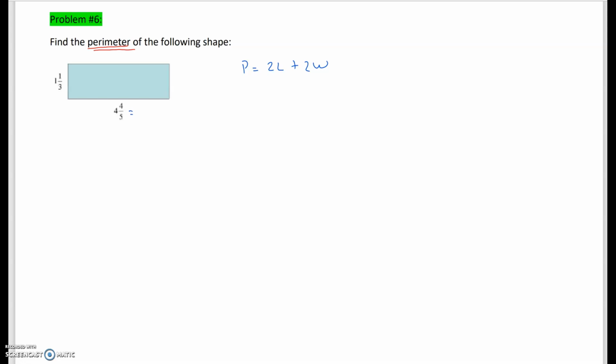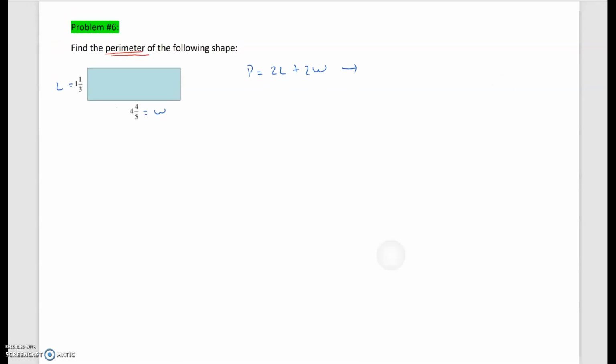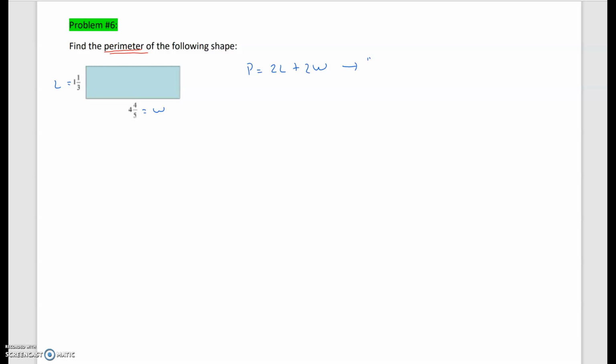And I'm just going to say that this is W and this is L. And also notice that the final answer is going to have units. They didn't put units on this problem, so we're just going to be adding units. So let me write it here so we don't forget. And in terms of units, well, they could have been talking about centimeters, inches, meters, anything you can think of. So since they don't mention it, we have to add it at the end of the problem.